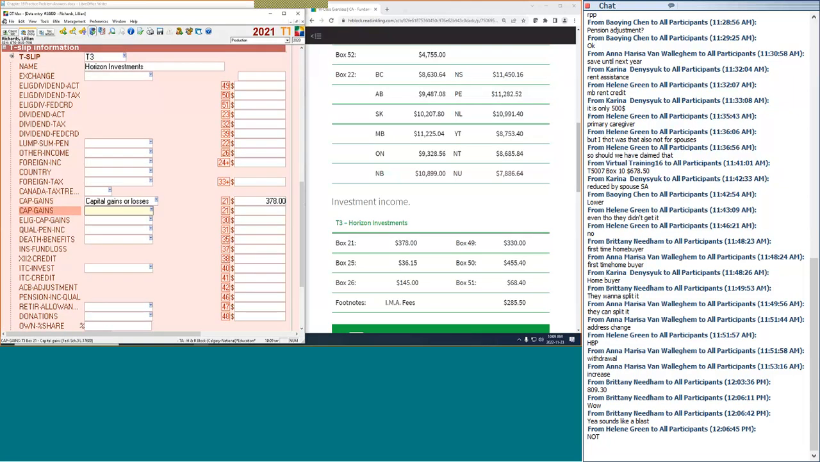As soon as I do that, the computer will generate a Schedule 3 for me, and will calculate the taxable portion. So I don't have to do any of that. I just have to get the box in. All right, so that's the box 21.